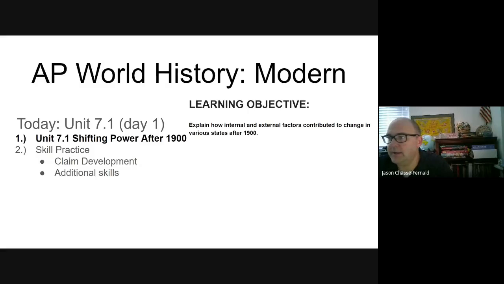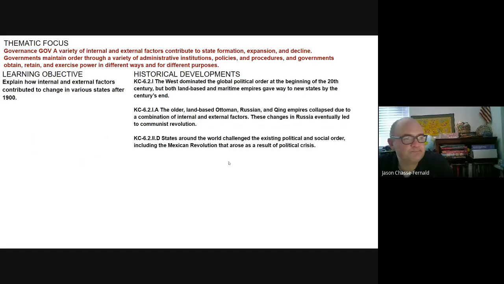Today we are going to begin Unit 7.1. It's going to be our first of 2 days on this unit, looking at shifting power after the 1900s. Our learning objective is to explain how internal and external factors contributed to change in various states after 1900. And there's a look at our curriculum.